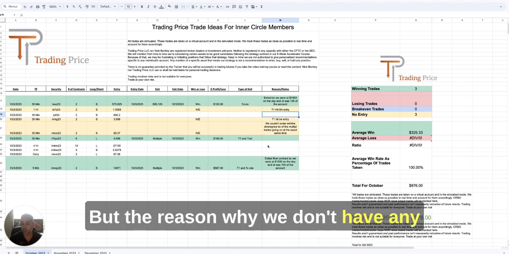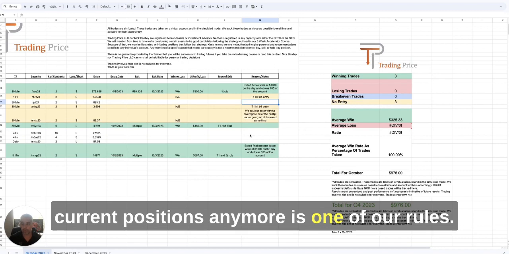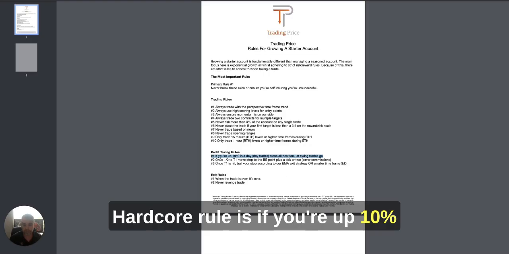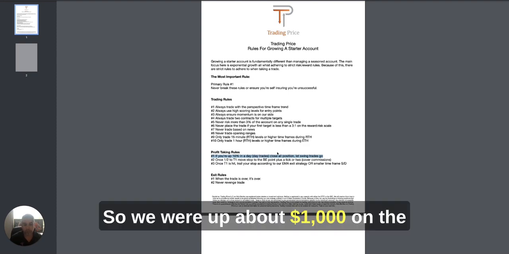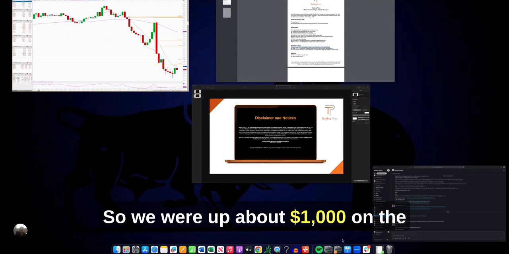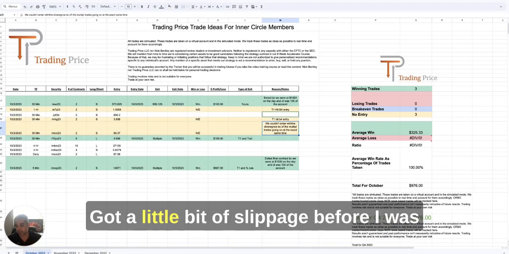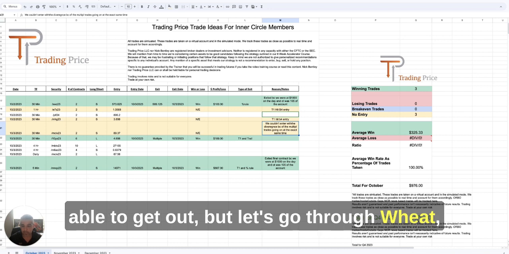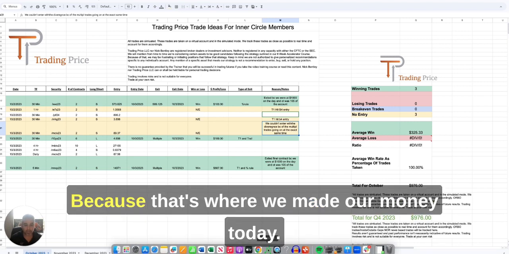But the reason why we don't have any current positions anymore is one of our hardcore rules: if you're up 10% in the day, close all positions. So we were up about $1,000 on the trade when we got out of it. We ended up with 976. Got a little bit of slippage before I was able to get out. But let's go through wheat, the 10-year, and the Nasdaq, because that's where we made our money today.